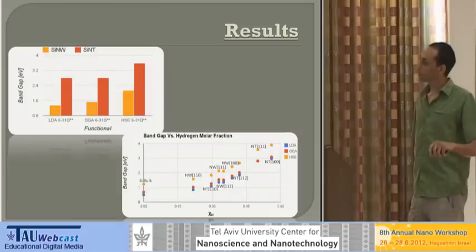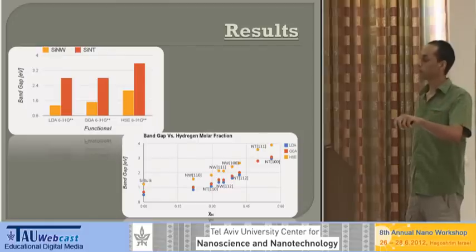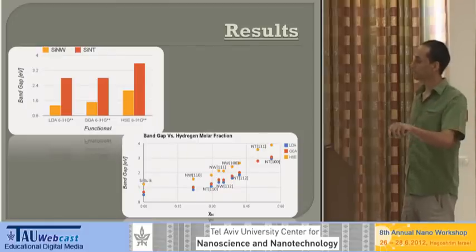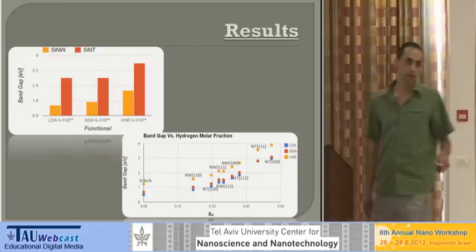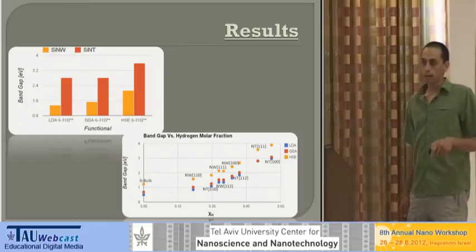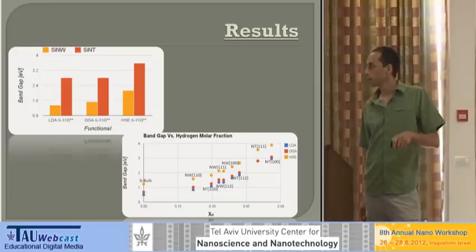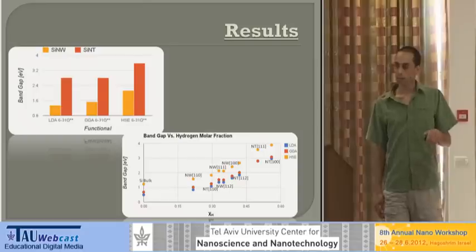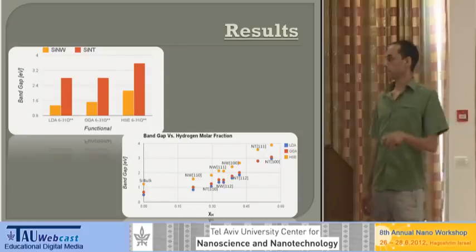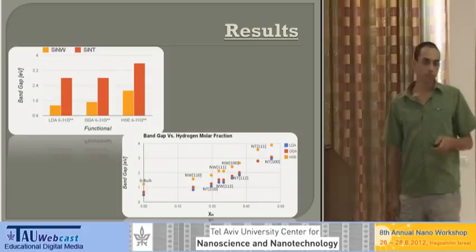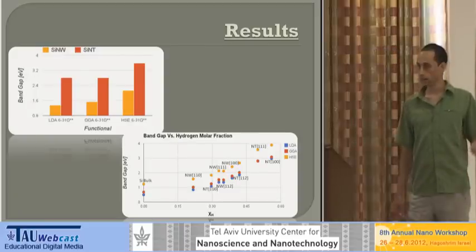When we plot the band gap versus the H molar fraction of each one of the silicon nanowires and nanotubes, we receive a linear fit. These results demonstrate the ability to control silicon nanostructures by controlling their dimension and chemical composition. Silicon nanotubes give us another degree of freedom, the controlling of the inner diameter. Controlling the band gap is very important to various applications, such as electronic devices, solar panels, and more. Thank you.